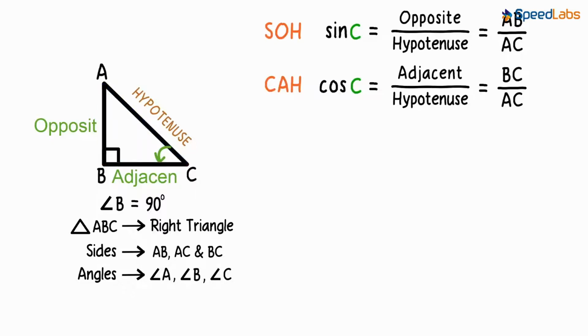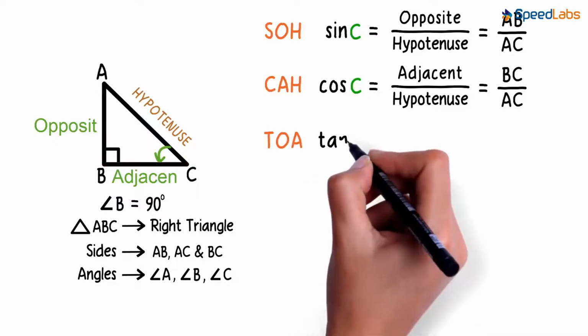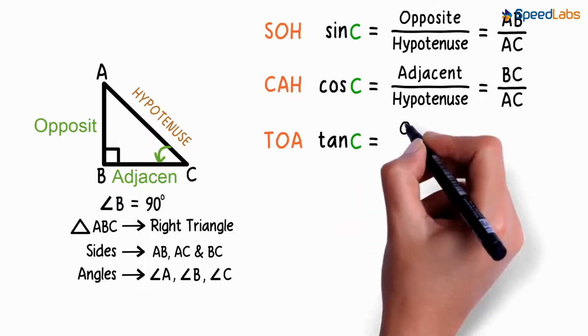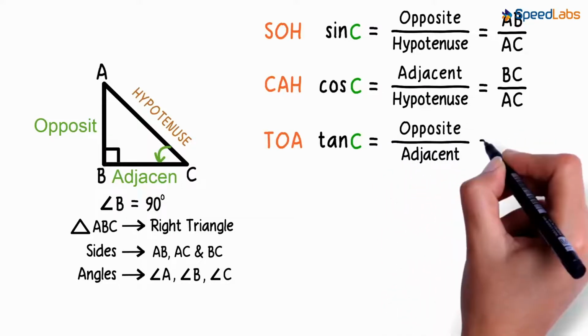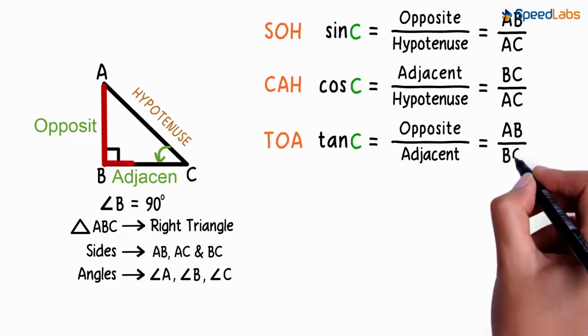Another important trigonometric ratio is the tangent of an angle. Do you remember it? Tan is opposite over adjacent. Tangent of angle C, or simply tan C, is defined as the ratio of the side opposite to angle C to the side adjacent to angle C. It'll equal AB over BC.